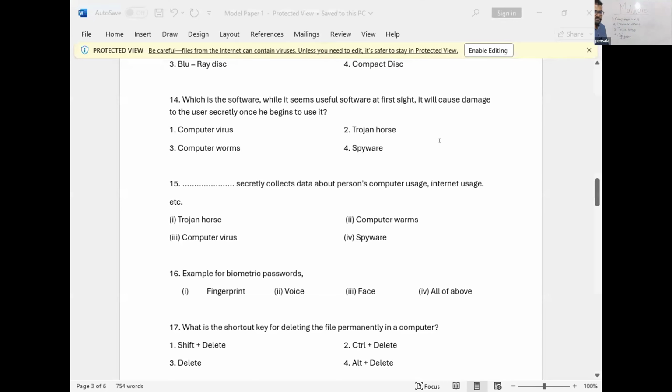So what is the answer for 15th? Now you can give the answer. What is the answer for 15th?